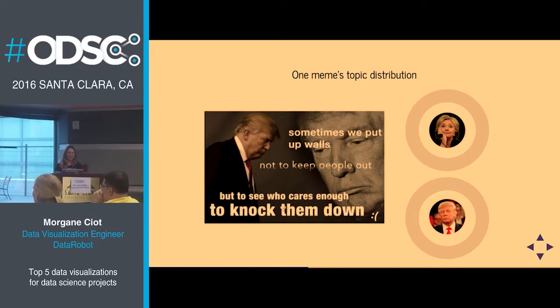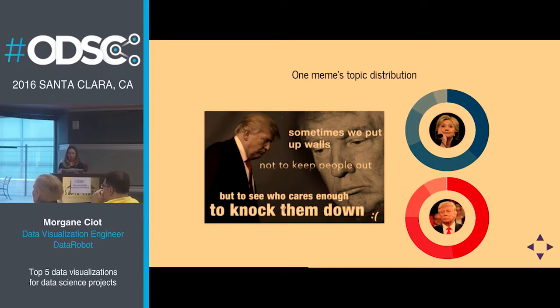So if we take a gander at this with our human eyes, we can tell that it's talking about Trump, it's talking about walls. So let's see what our topic models think. Here is a donut chart, which is very sly of me to slide in a pie chart or something related to a pie chart into a data science conference because data visualization people hate pie charts, and this is super controversial.